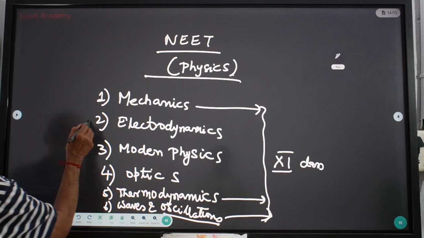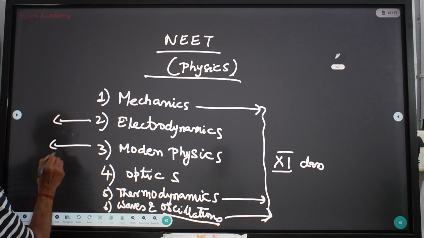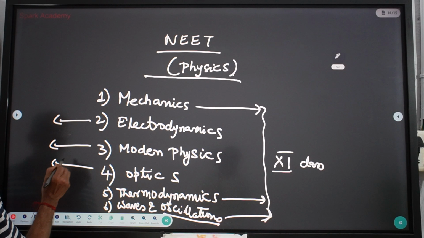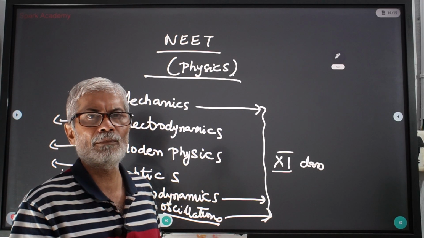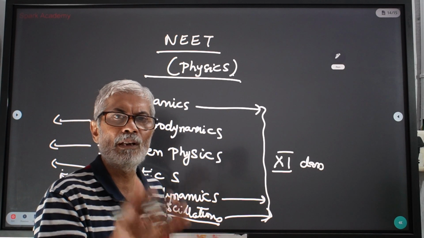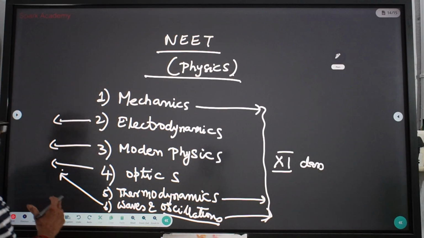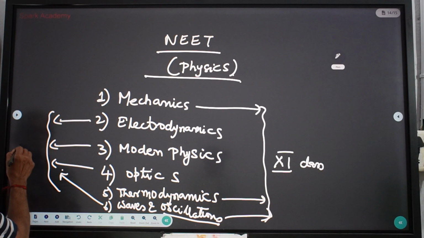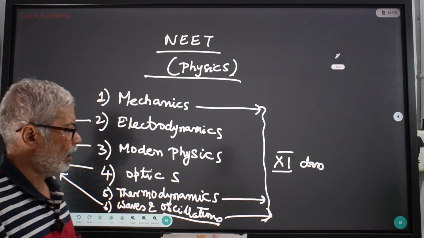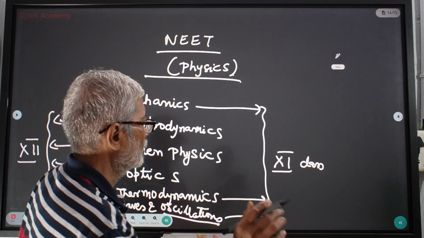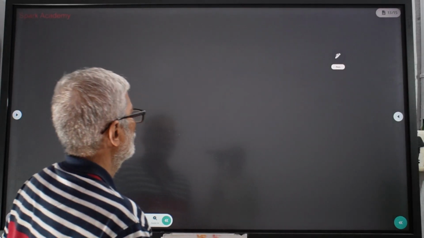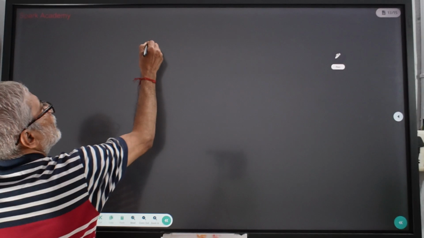And then electrodynamics, modern physics, optics, and waves. Waves means different types of waves: stationary, longitudinal, Doppler effect, beats, organ pipes. Everything will be covered in the second year. This is your 12th class portion. So now I will explain what important topics are covered under mechanics.